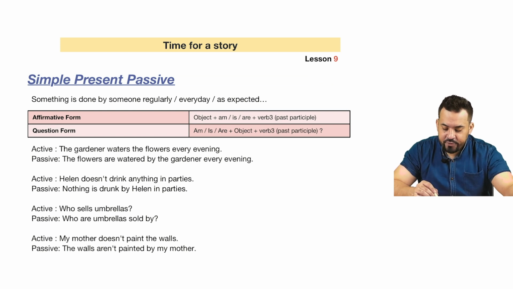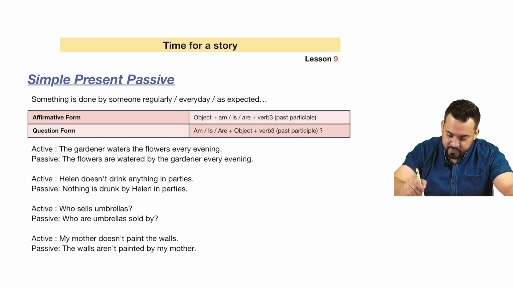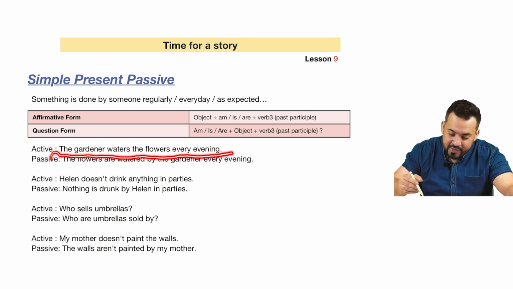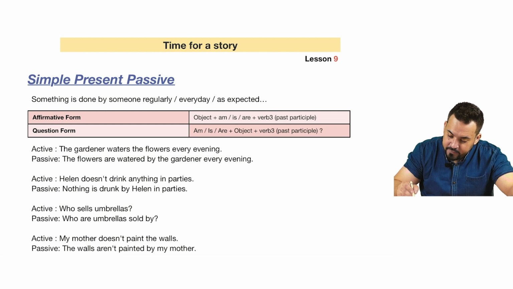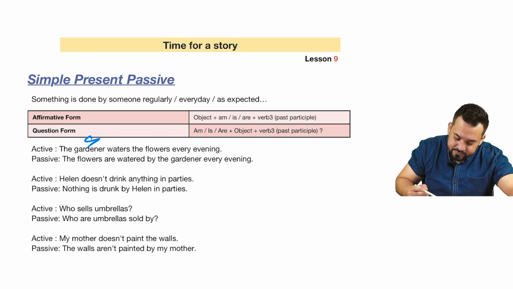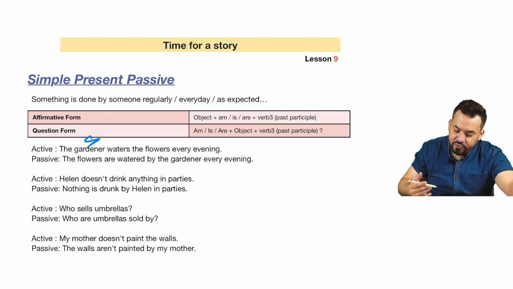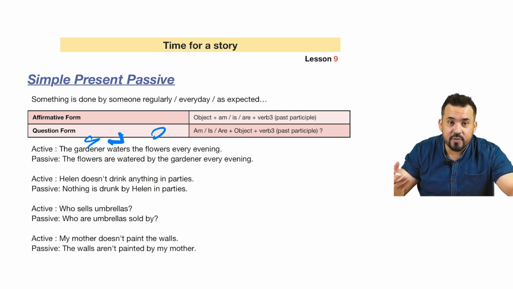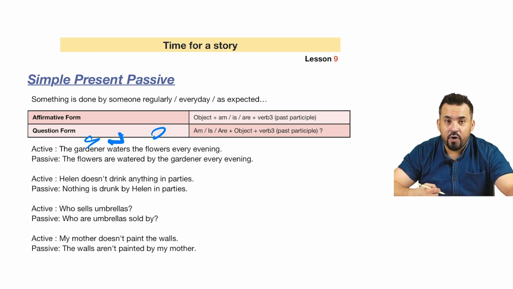The gardener waters the flowers every evening. Okay, the gardener here is the subject. The gardener waters, this is the verb. The flowers is the object, right? So S for subject, V for verb, O for object.